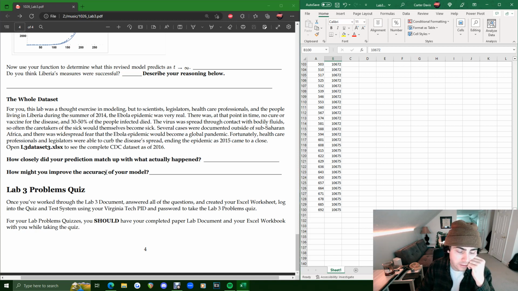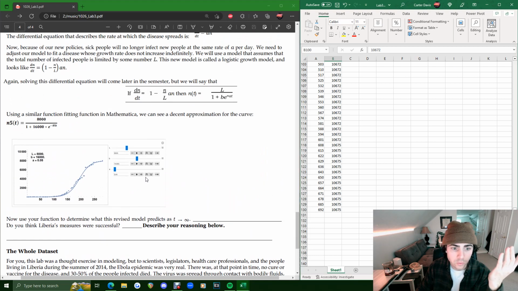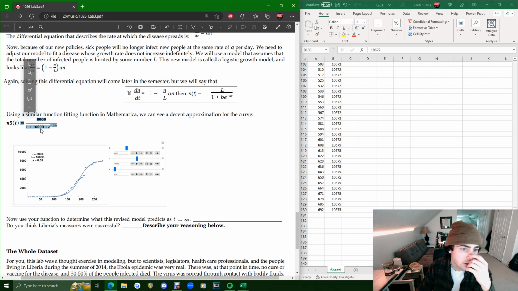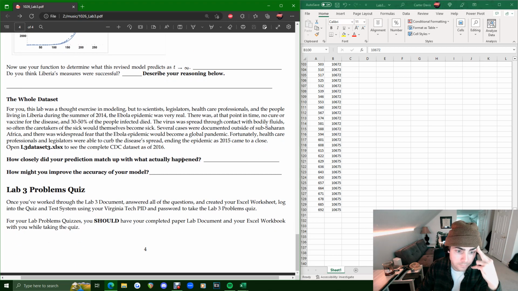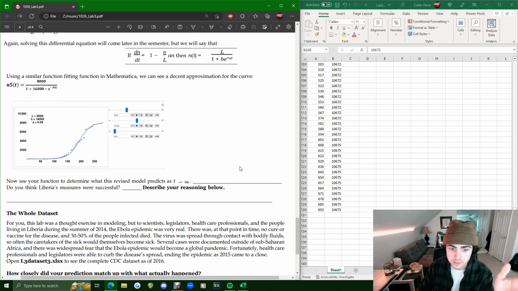How might you improve the accuracy of your model? When they say your model, I don't know what they mean. Maybe they mean this model here. Maybe just change this 8,000 to a 10,000, 10,600. I don't know. Kind of odd questions, but let's wrap it up here.